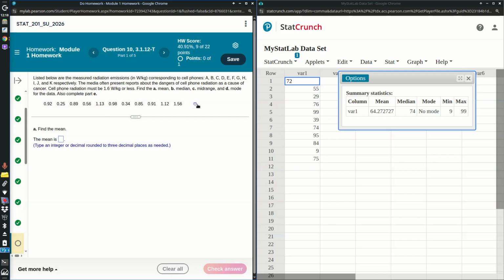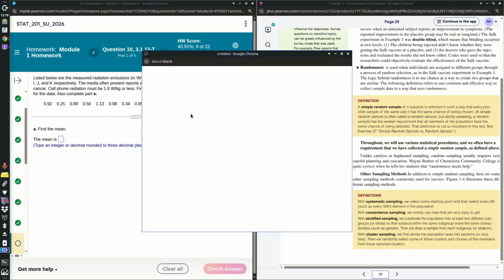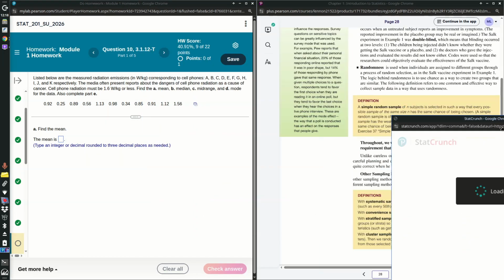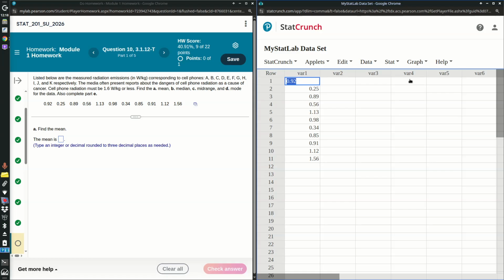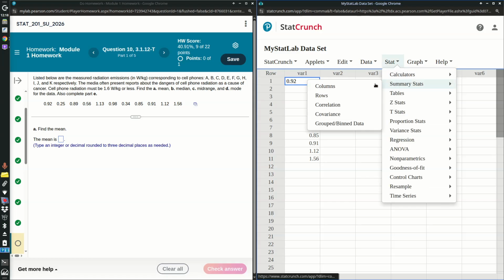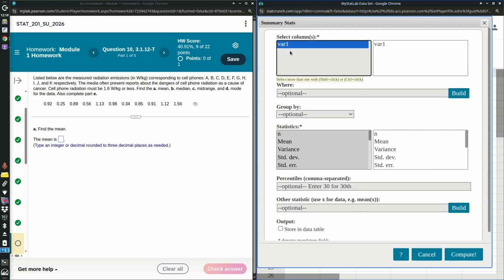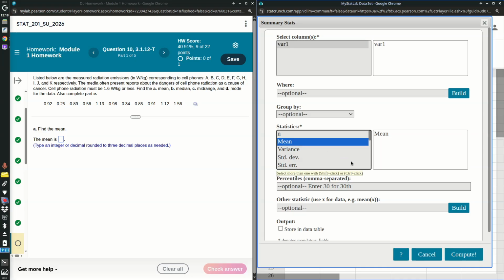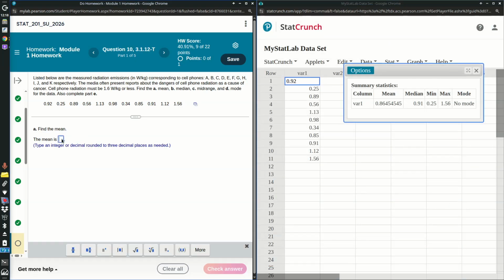Okay, same thing here. We want to open the data in StatCrunch and then just do the summary stat by column, select variable 1, and then we want the same exact things. We want mean, median, min, max, and mode. Compute. Again, your numbers are going to be different than mine, but the same procedure is going to work.